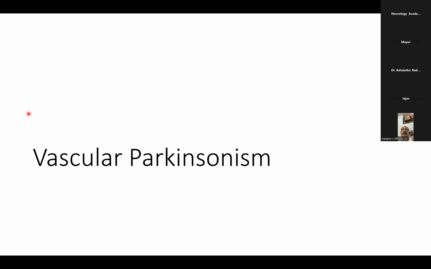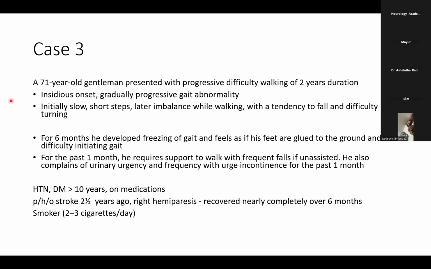The third entity which we are coming to is vascular Parkinsonism, which can present as lower body Parkinsonism. Again, I would like to start with a case scenario. A 71-year-old gentleman had presented with progressive difficulty in walking of 2 years duration, which was insidious in onset, gradually progressive gait abnormality. Initially had slow, short steps and later had imbalance while walking, with a tendency to fall and difficulty in turning. Over the last 6 months, he also developed freezing of gait and feels that he has difficulty initiating gait. For the past 1 month, he also required support to walk with frequent falls if not assisted. He also had complaints of urinary urgency and frequency with urge incontinence for the past 1 month.